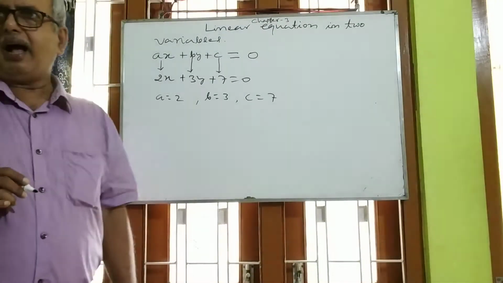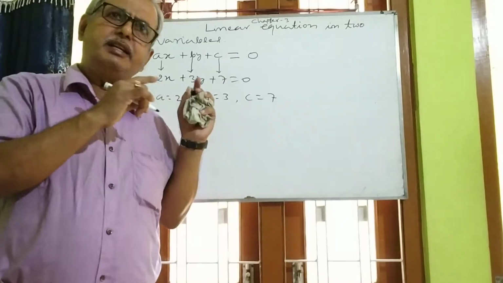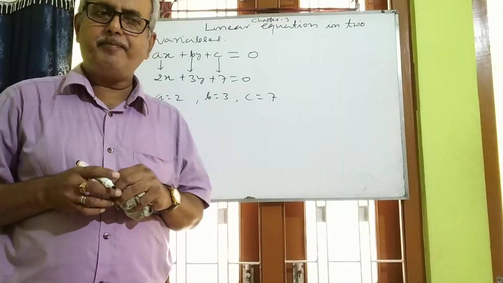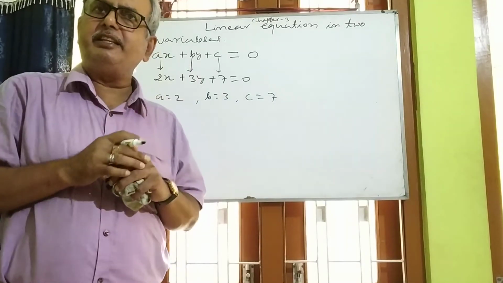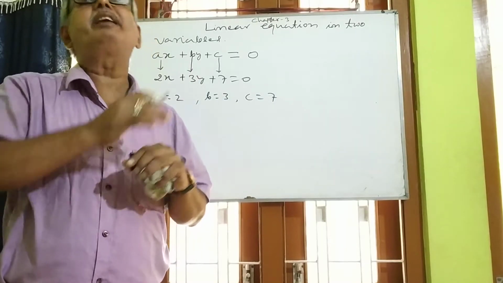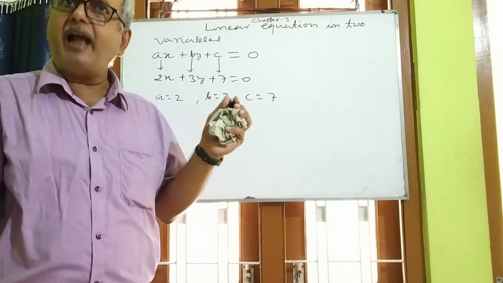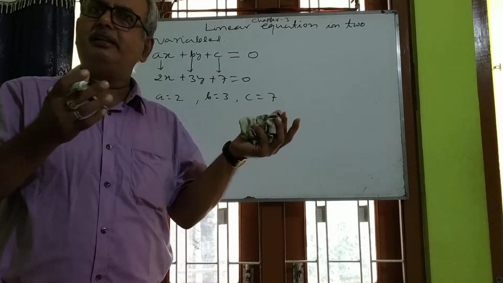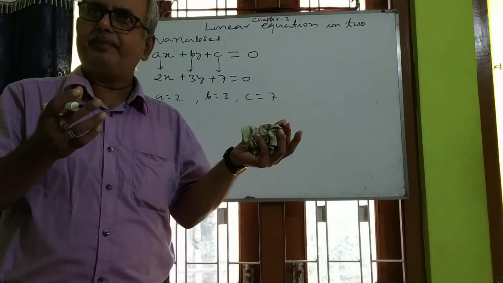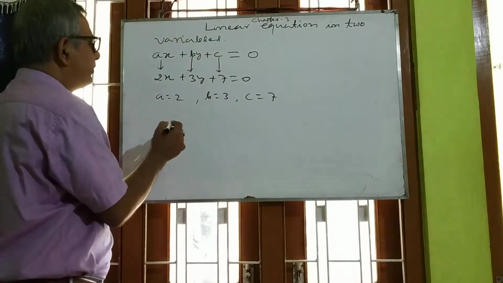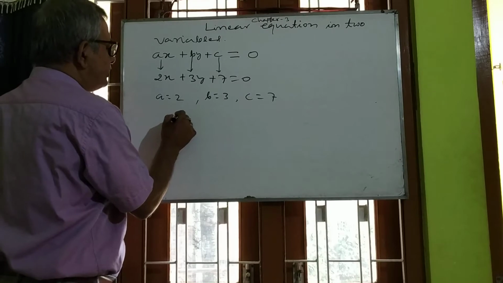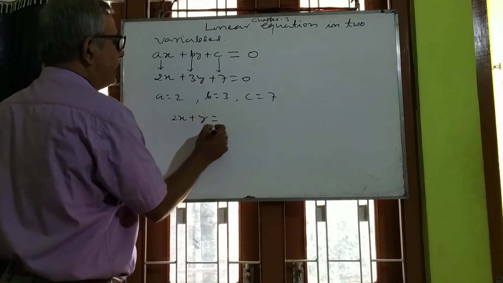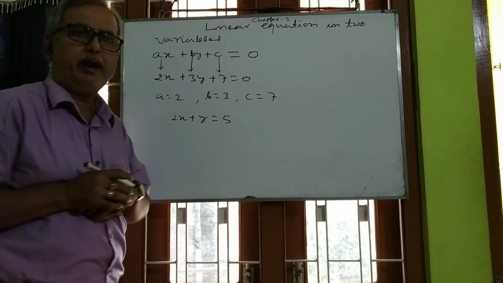One thing you may ask me, sir, why are you calling it a linear equation? Then what will be my reply? With the help of this linear equation, we can draw a graph and that graph will be a straight line. So it is called linear equation. You take one example. Suppose 2x plus y is equal to 5 is here.